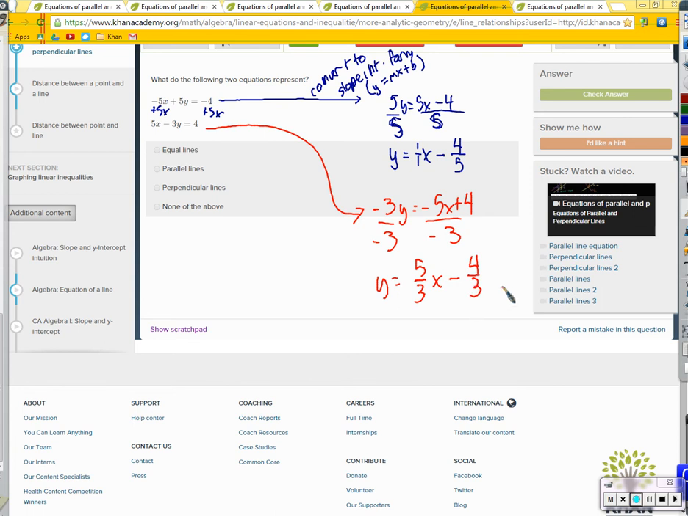So what's the slope of this line? M equals 5 over 3. Here, M equals 1. So are they parallel or perpendicular? They're neither. They're not parallel, nor are they perpendicular. They don't have the same slope, and they don't have opposite reciprocal slopes.